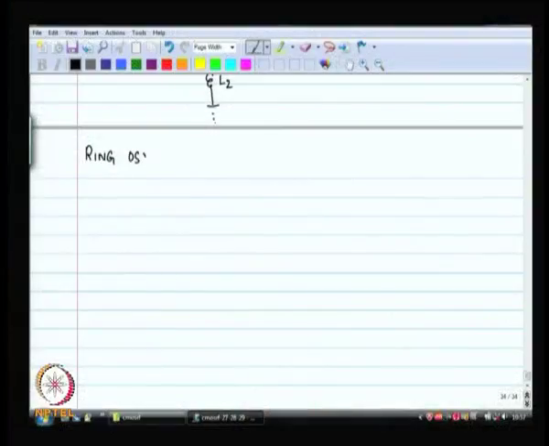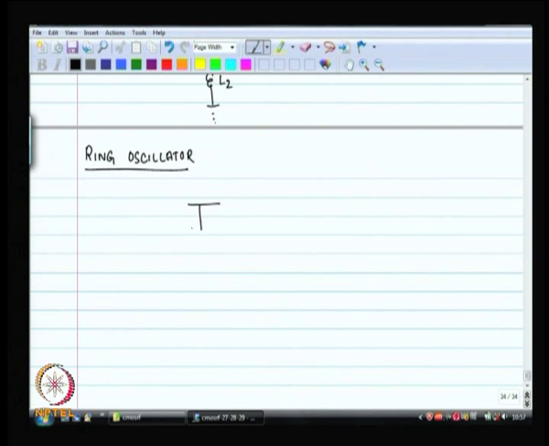Okay. Now, another very popular oscillator is the ring oscillator. It is a very popular oscillator, especially in the digital world. Lot of clocks on CPUs are generated sometimes through ring oscillators. So, a ring oscillator is something very straightforward. I can design a CMOS inverter. CMOS inverter is something like this. This is your CMOS inverter.